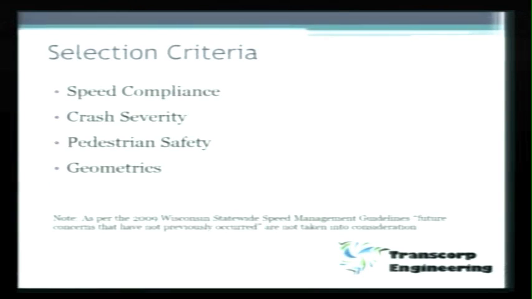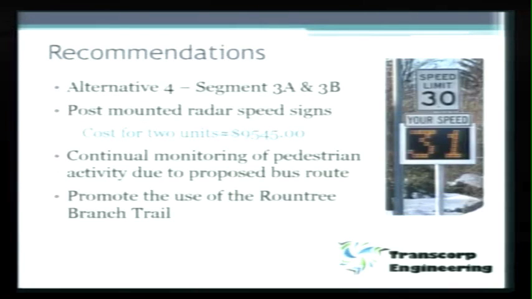In order to form the following recommendation, 4 selection criteria were followed by us: speed compliance, crash severity, pedestrian safety, and geometrics. It's important to note that as per the 2009 Wisconsin statewide speed management guidelines, future concerns that have not previously occurred are not to be taken into consideration. After analyzing the previous selection criteria, we recommend implementing alternative 4, which is the segment 3A, 3B breakdown.